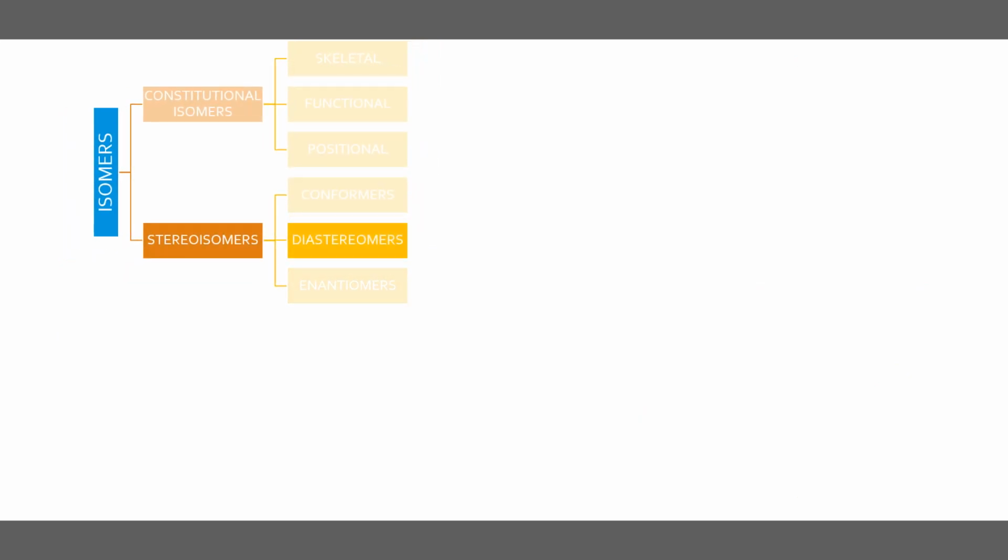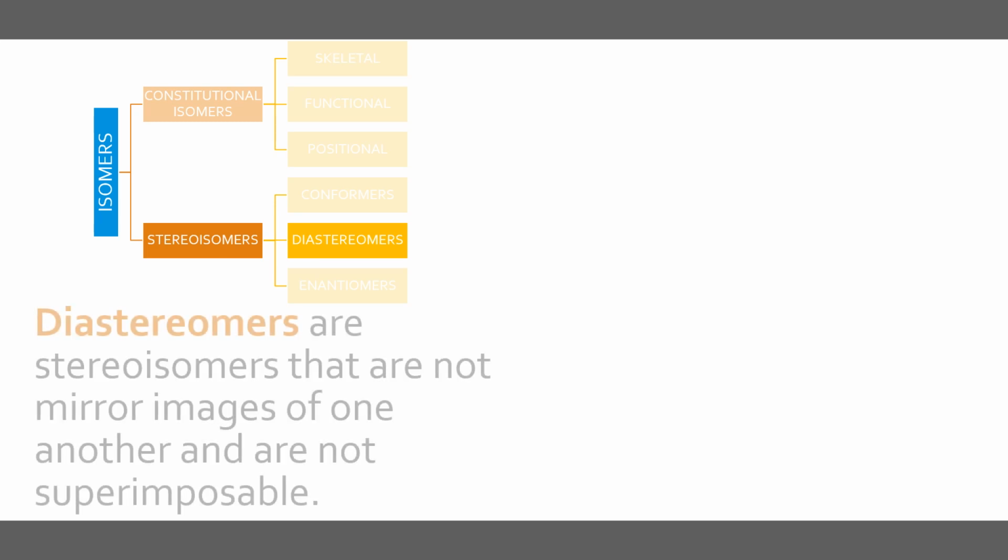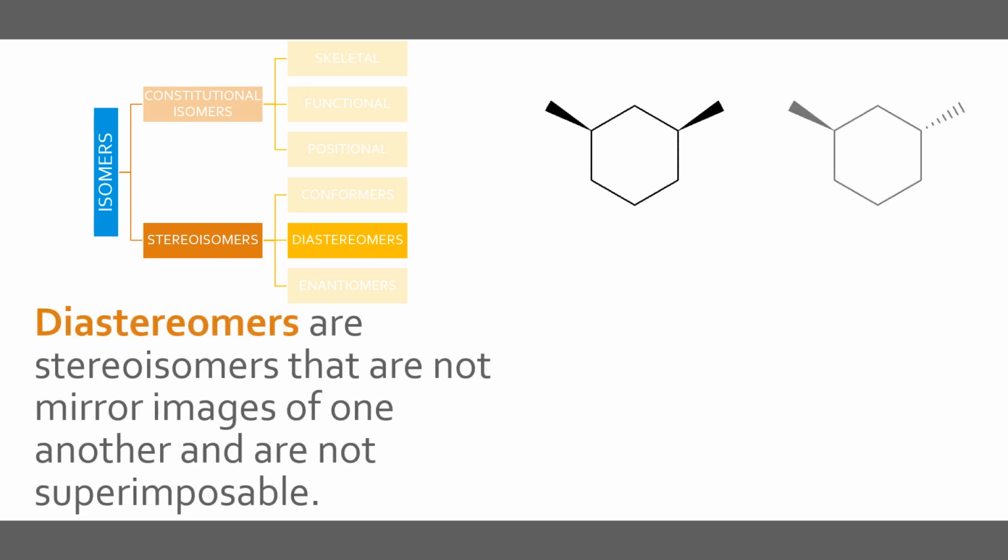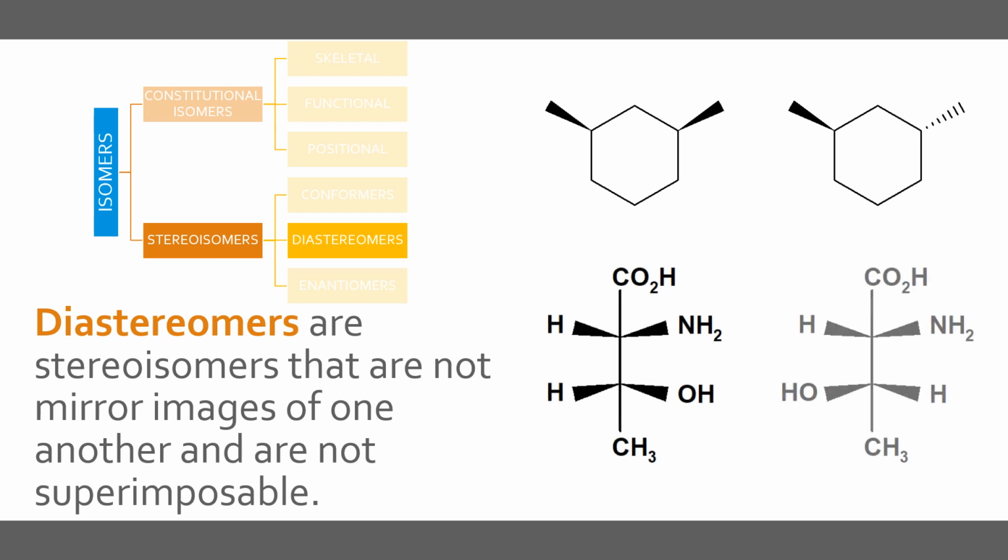The last kind of stereoisomers I'll be discussing are called diastereomers. Diastereomers are stereoisomers that are not mirror images of one another and are not superimposable. Enantiomers are like your left and right hand. Diastereomers are like your right hand compared to the right hand of somebody else. Pretty similar, but a lot of differences.